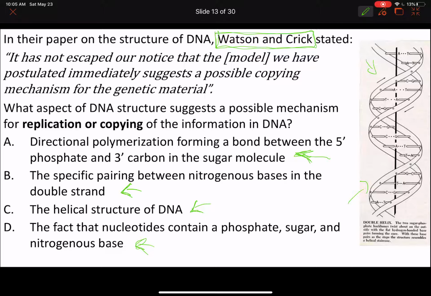They looked at DNA, they saw all 4 of these things, and one of these 4 things made them think, oh, I know how DNA copies itself. So go ahead in the question after this video and try to figure out if you can determine which of these 4 things helps us to know exactly how DNA copies itself. And then we'll go ahead and talk more about that in the following video.